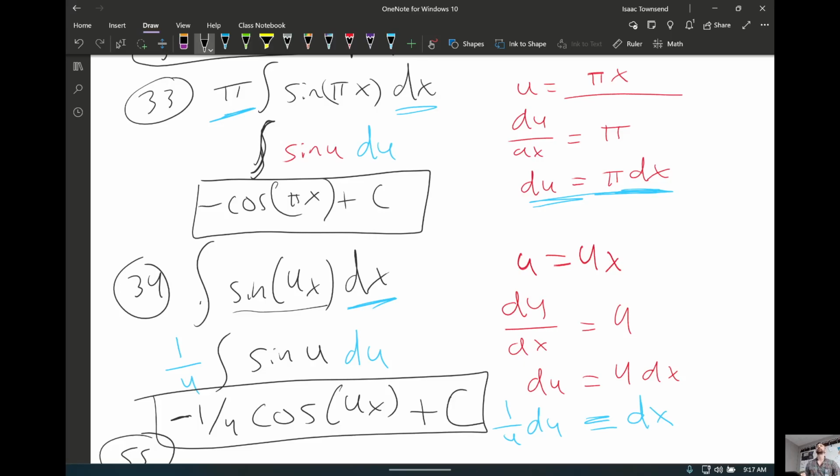Yes, sir. On 33, is it not different with the pi since it's outside of the equation? Like when you did du equals pi dx, usually the pi would be inside of the... Well, pi is a constant, so whether you write it right outside or right inside is the exact same thing. So it doesn't matter where that is. If it bugs you that it's there, you can squeeze it back in there if you want to. You still should be making the same substitution.